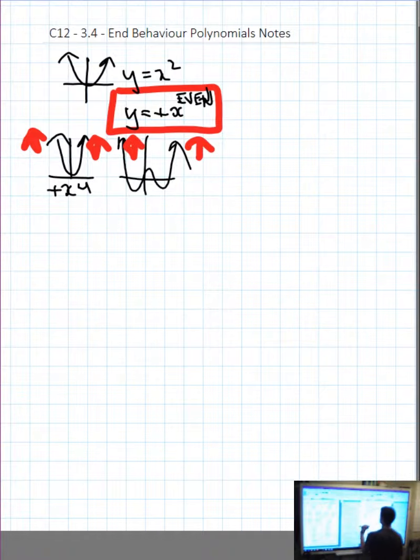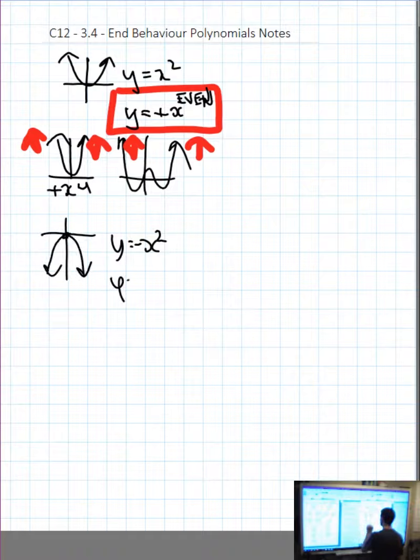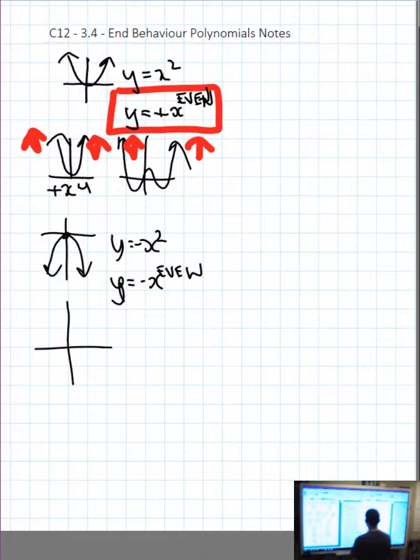And what if I do a vertical reflection and do y equals negative x squared? And I take the graph and I shift it, go downwards. Well, that's a y equals negative x to the even. And other negative x to the evens, like negative x to the 4, a little bit steeper.